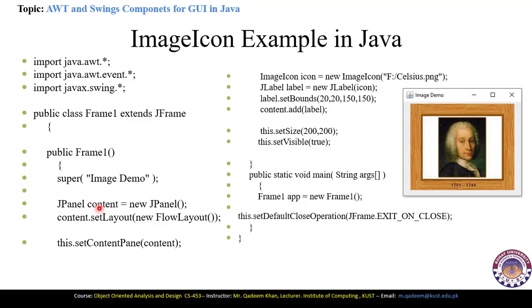Now JPanel content is equal to new JPanel. Here we have defined the object of the JPanel. Then we have content.setLayout(new FlowLayout). This defines the flow layout of the controls.